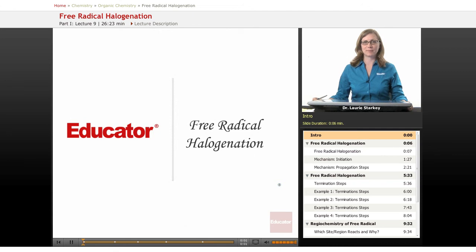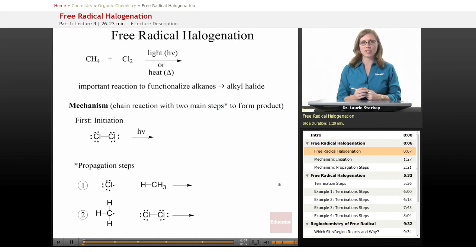Welcome back to Educator. Next we're going to be talking about a reaction called a free radical halogenation. This is a reaction of alkanes, and as the name implies, we're going to be doing a halogenation reaction. We're going to be adding a halogen to the alkane structure. So here we have a very simple alkane such as methane.